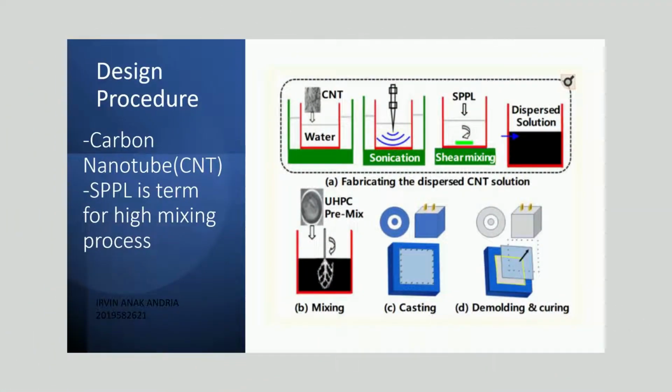First step, the CNT, which is carbon nanotube, is combined with water. For the next step, it goes through the sonication process, and after that it goes through the shear mixing process, which is a high mixing process. And lastly, it will disperse the solution. Then the solution will be mixed with the UHPC concrete, and it will be cast, and lastly it will be demolded and cured, and the nanoconcrete is finished.